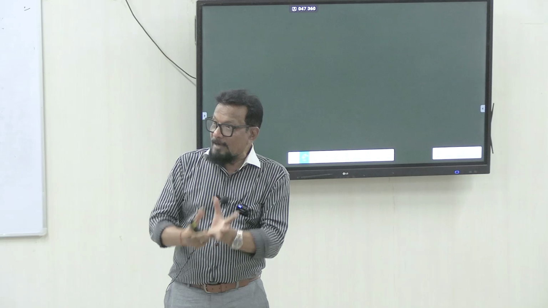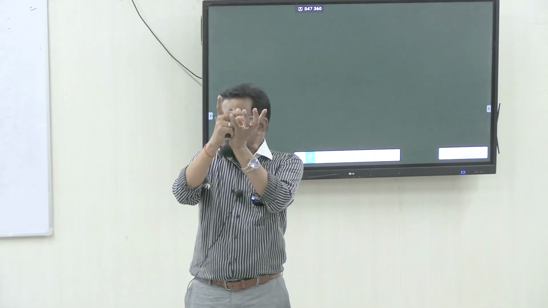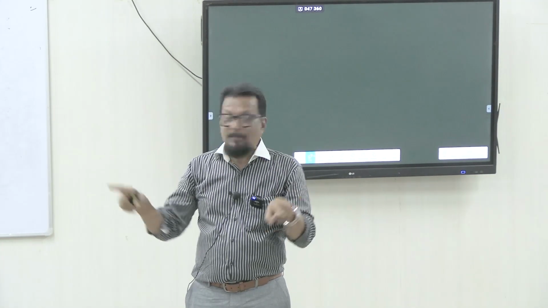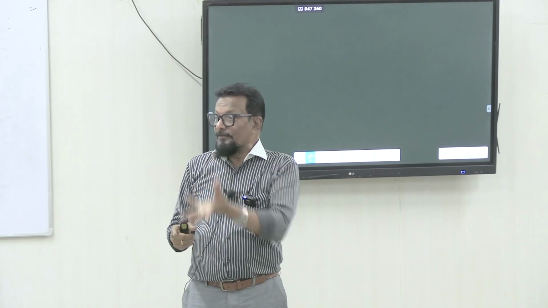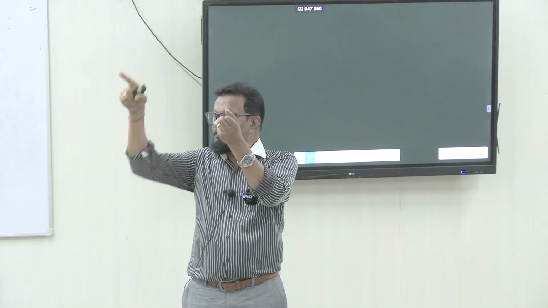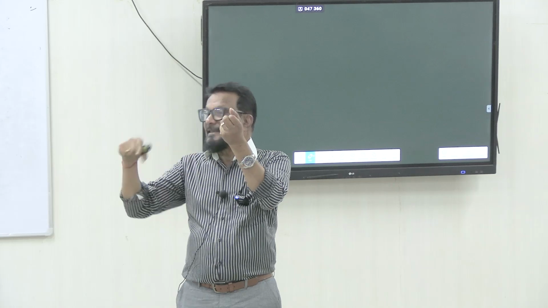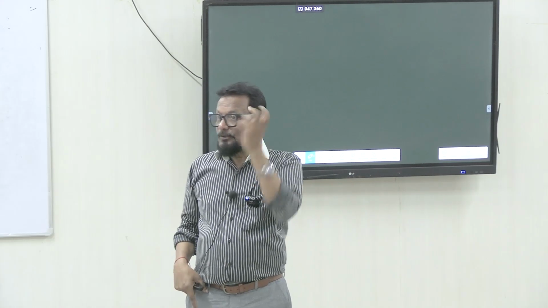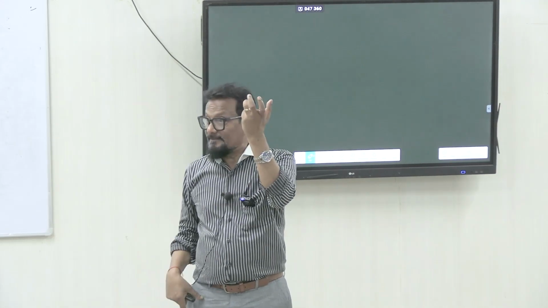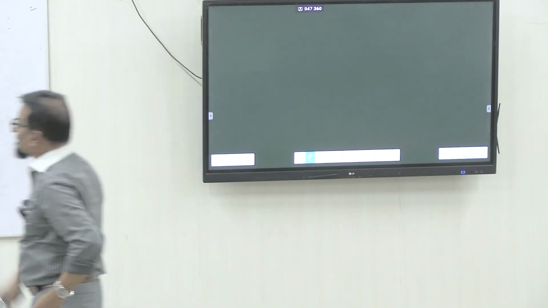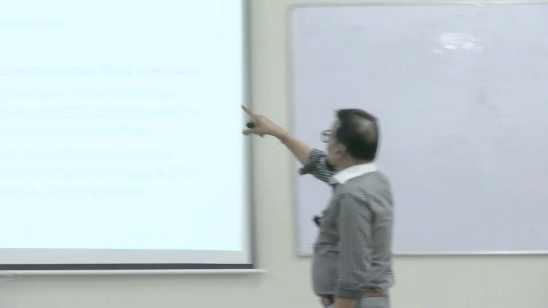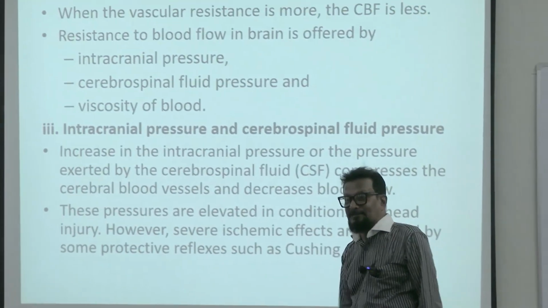See, if one out of these 3 is increased, because it has to maintain the constant pressure, it is balanced by the other 2. So if one is increased, the other should be decreased. In that way, cerebrospinal fluid also causes resistance, and then viscosity.